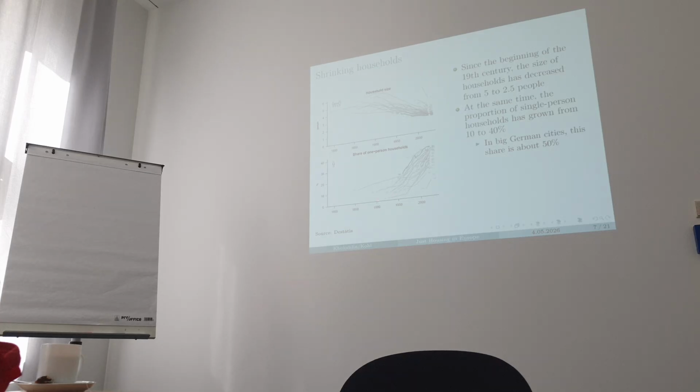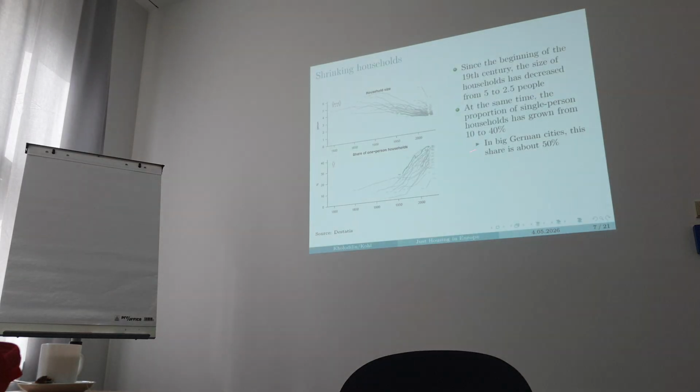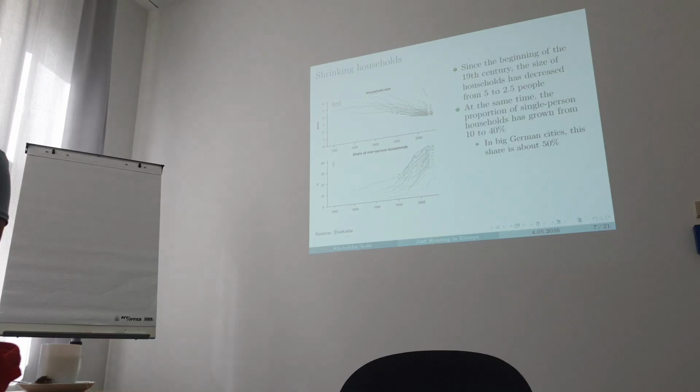And we can see it here in the lower panel, which shows the proportion of single-person households in the total number of households. And we see that about 120 years ago, there were less than 10% of such households. Now we have 35-40% of such households nationwide. And in cities, for example, in big German cities like Hamburg, Berlin, Munich, and so on, more than 50% of households are represented by single persons. I don't know whether it's something that they choose themselves or they are forced to live alone.